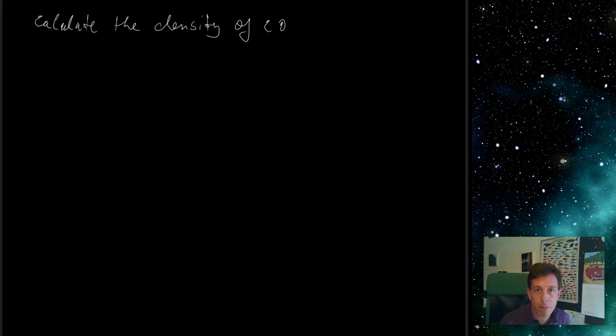Say we want to find the density of carbon dioxide. So let's do that. Calculate the density of CO2 at 25 degrees, let's say a little warmer than room temperature, 25 degrees Celsius, and 1 atmosphere of pressure. So a little bit higher than standard temperature and pressure.